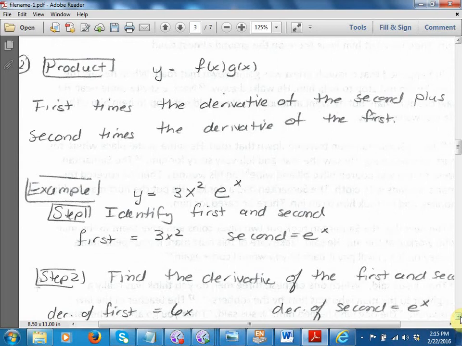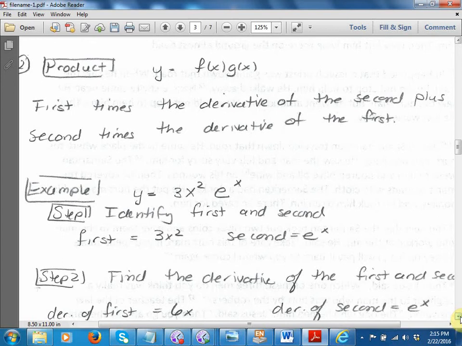Someone in the 1020 section asked, well, could you get three things in the product? And I said, yeah, you can. You get a messy function times a second messy function times a third messy function, but not in Calc A. We save that for Calc 1. So you're not in Calc 1, so you don't have to worry about it. I don't think anyone's going to ask you something that messy.